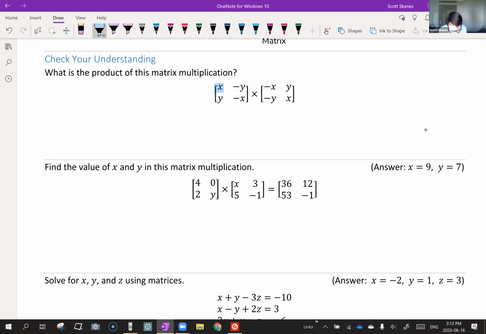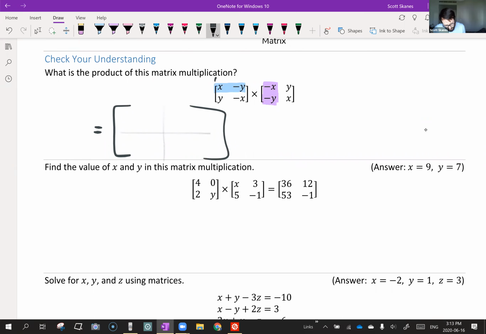It should be a 2 by 2 matrix answer. I have my rows and my columns, so I have a 2 by 2. So the answer, I know I'm going to have things that are in those 4 spaces, okay? It's a 2 by 2 matrix.